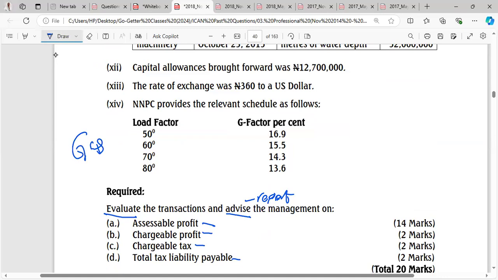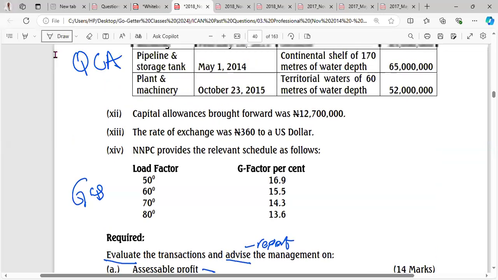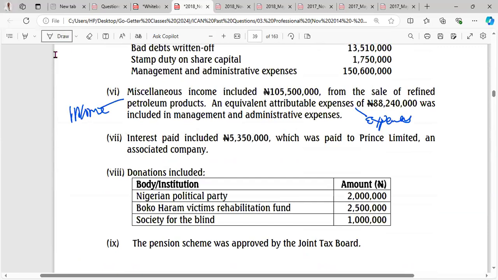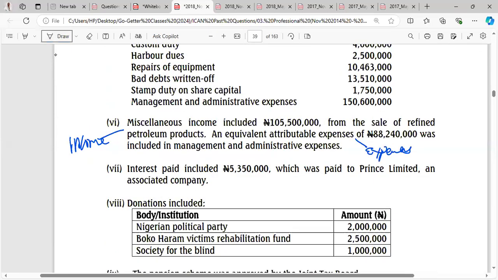Now, if you want to do gas, they will give you these factors, this load factor and G factor. They are going to give it to you. So you will not need to be racking your brain to try to remember all of that. All right, so now that we have identified what we were given, let's go now and attack the question, noting well that when we get to miscellaneous income, we will see note number 6.